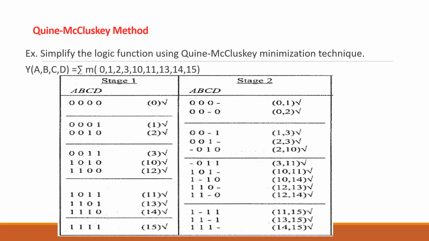There are a total of 9 minterms given. In step 1, we have to arrange those minterms depending on the number of ones present in each minterm. A, B, C, D, a 4-variable function is given. That's why each minterm we have to represent in 4 bits. 0 is represented as 4 times 0, that is 0, 0, 0, 0.